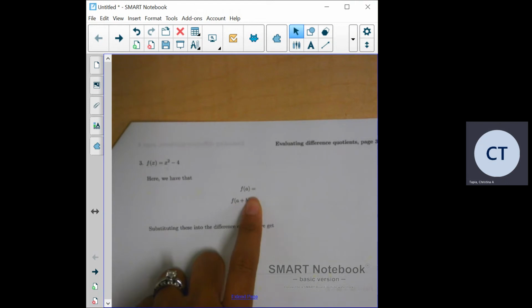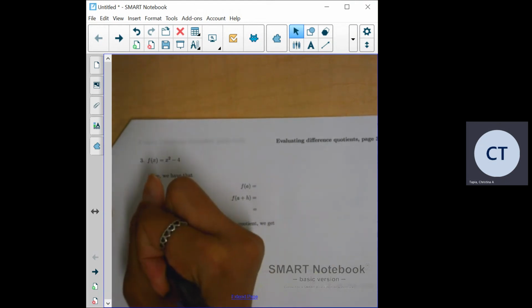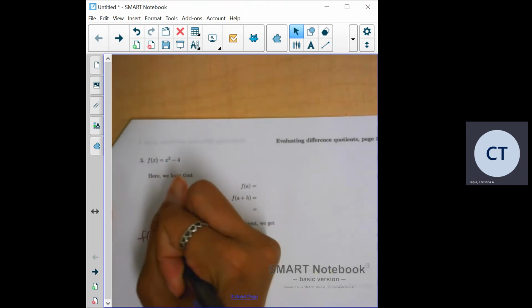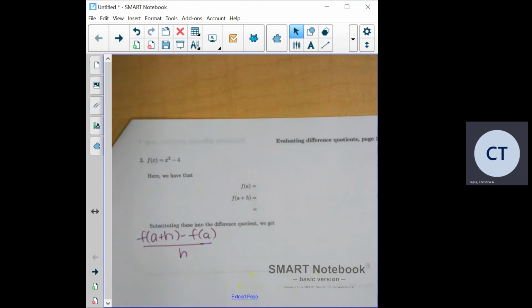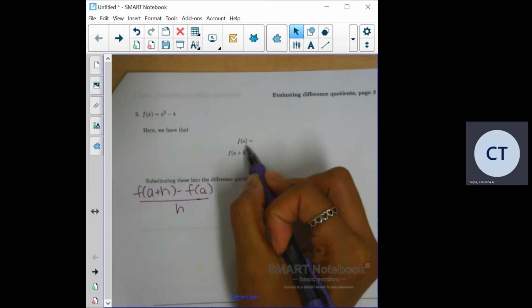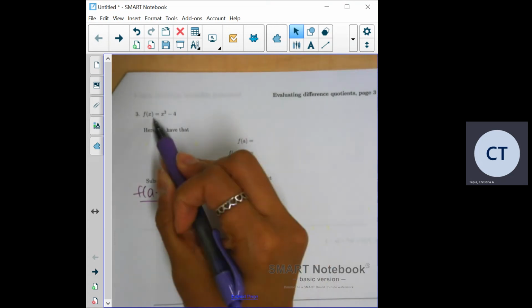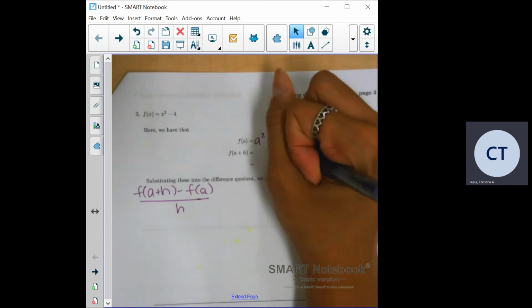So again, we have the a plus h that I see and the f of a. So I'm going to rewrite over here, f of a plus h minus f of a all over h. Okay, so it's saying for me to use f of a, I have f of x. Okay, we saw this on the last question. All we really need to do is replace that x with an a.